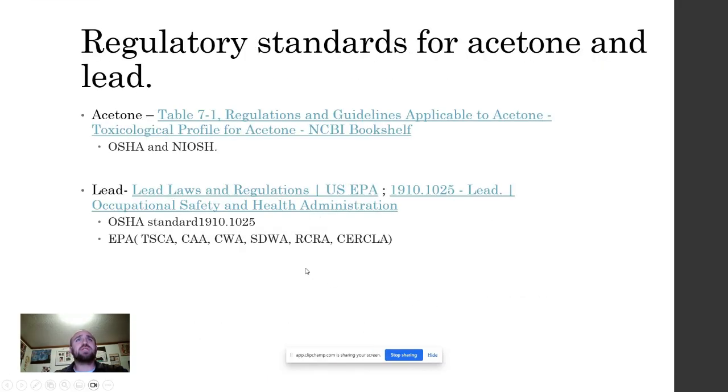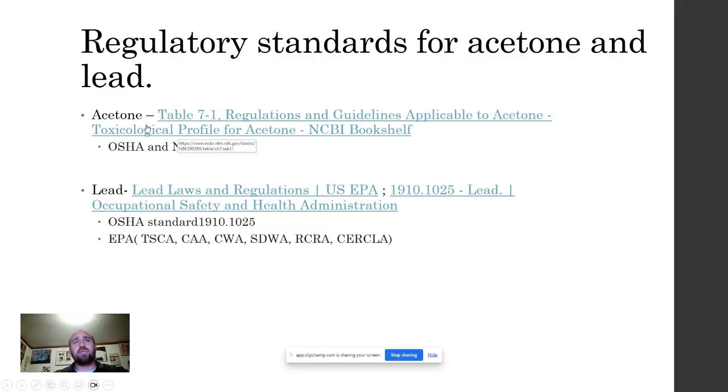Okay, on to the next. Regulatory standards for acetone and lead. So we have a really awesome table. I'll let you all click on that, but it takes you to the regulation, and it's from the NCBI Bookshelf, but it's good. The only thing is acetone is really heavily regulated by OSHA and NIOSH, being a hazardous chemical.